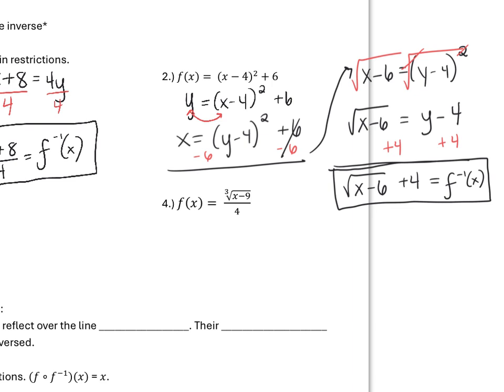Where are we going to have a domain restriction on our inverse? The square root. So remember, to talk about where we have domain issues in a square root, that radicand, the number under the radical, has to be greater than or equal to 0, right? So our domain can only be anything greater than or equal to 6. In interval notation, we would say bracket 6 to infinity. Okay?